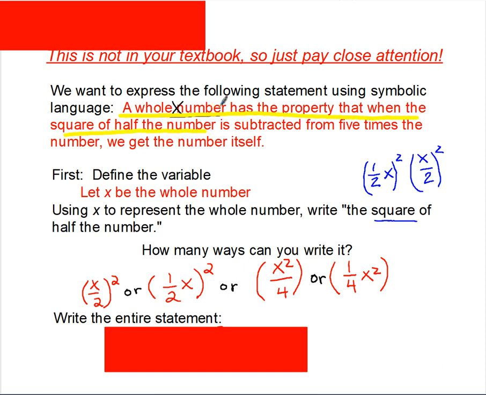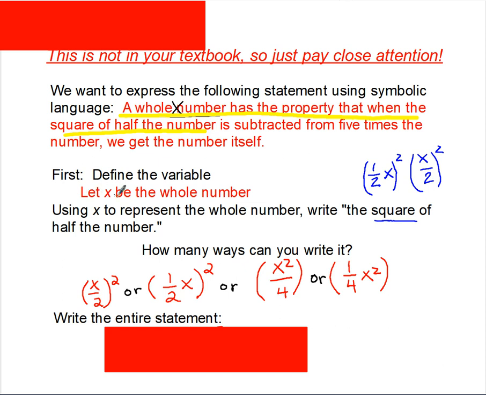All right, a number has the property that when the square of half the number, we've got a square of half the number, we need to do something with that now. So what can we do? Well, we need to subtract it from 5 times the number.